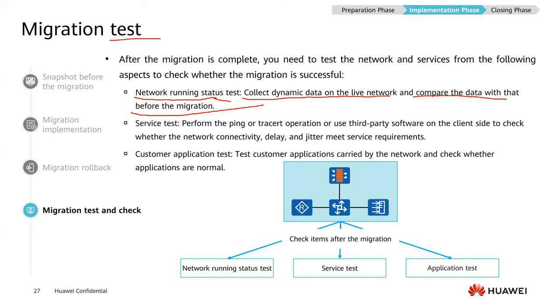Maybe you can just use ping to test if the network connectivity is right, and if you have some software, you can check if the delay, jitter, and latency are right. And at last, I think the most useful way to check is to use the customer's application to check if the application can work normally. If all the applications work normally, I think maybe you can't say it is 100% right, but most of the time it is right. If the customer's applications work normally with a normal number of application clients, you can see this migration is a success.